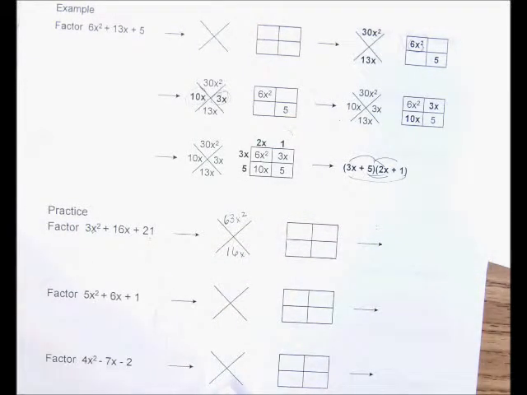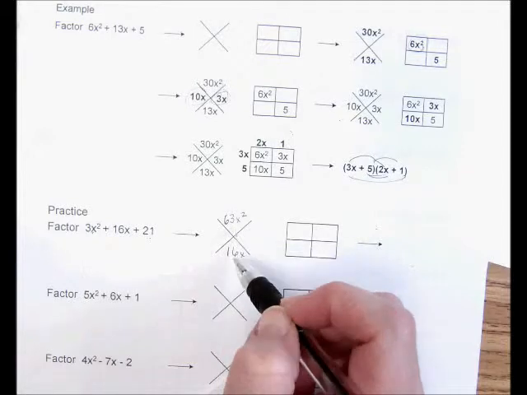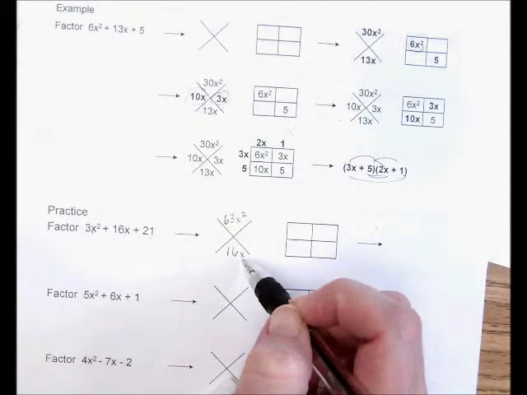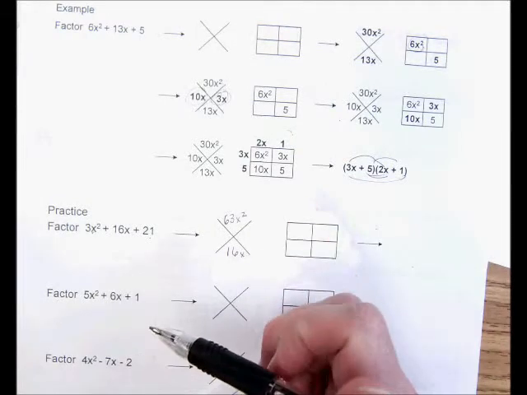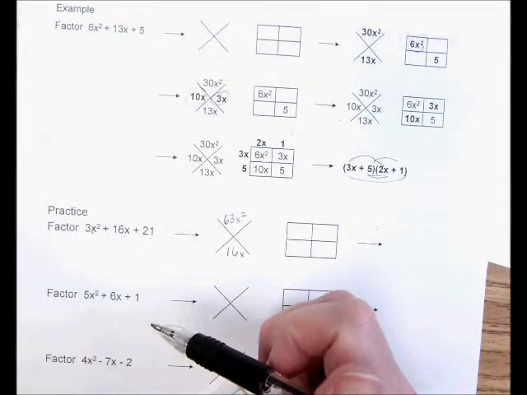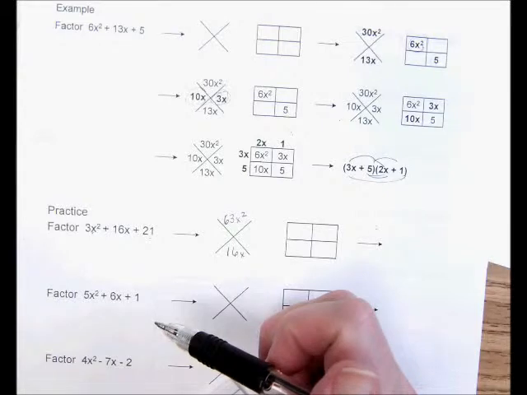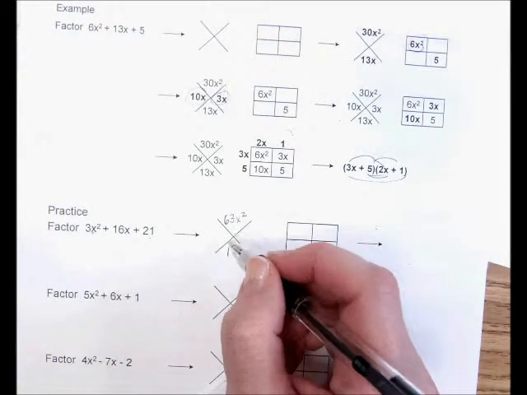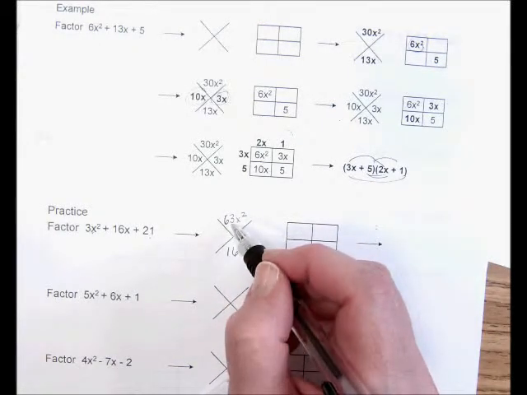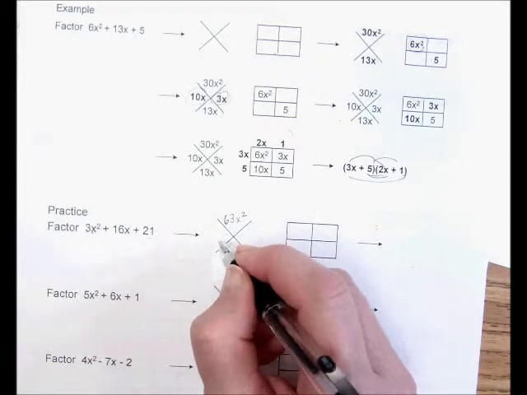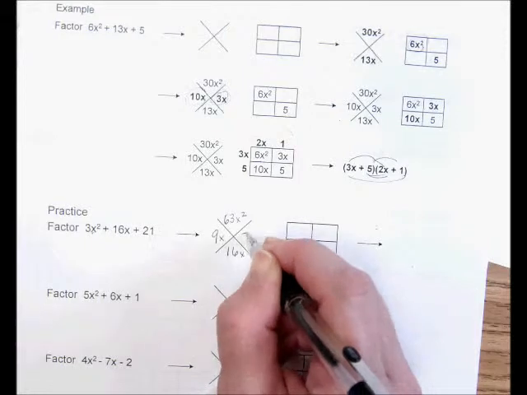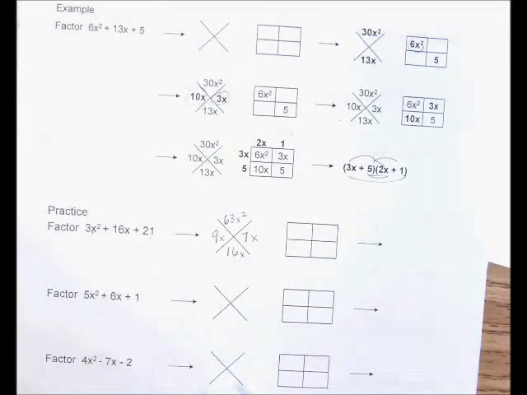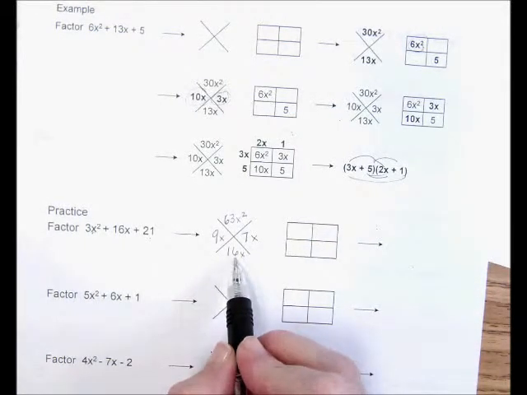Now I have to think, what two factors of 63 can I add up to be 16x? And the only factors of 63 are 3 and 21, 9 and 7, and 1 and 63, I think. So from here I think it's 9 and 7. So I'm going to put 9x and I'm going to put 7x. And they add up to be 16x.